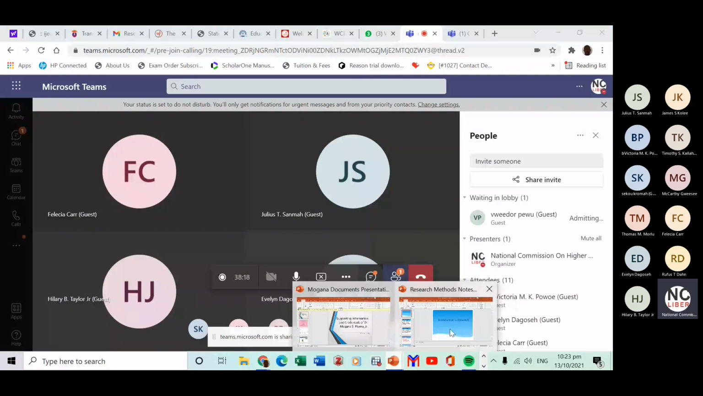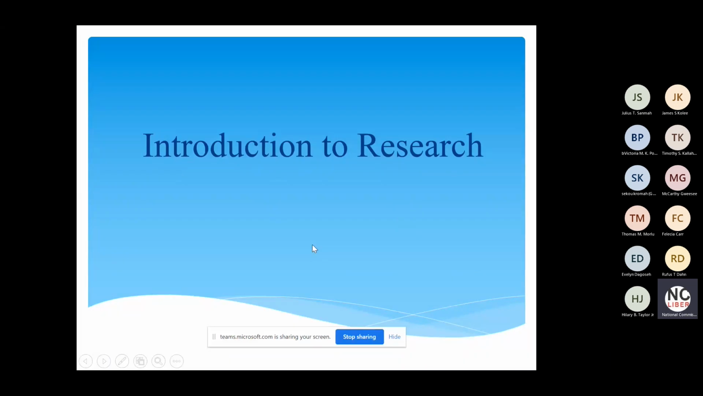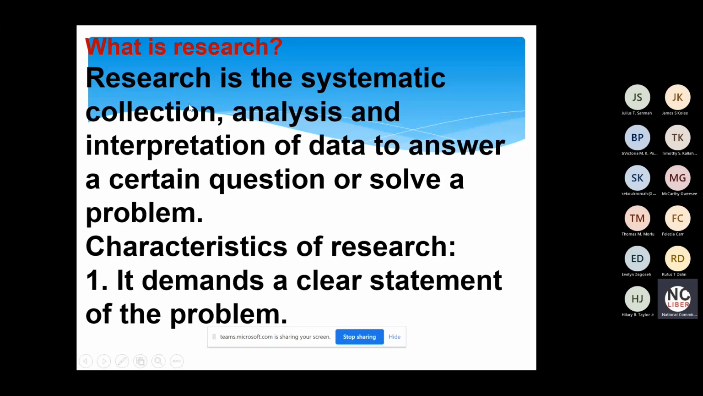Looking at how to do the research you're going to be doing. All right, so we all know that research is the collection and analysis and interpretation of data, and that is meant to help us answer questions or to solve problems.